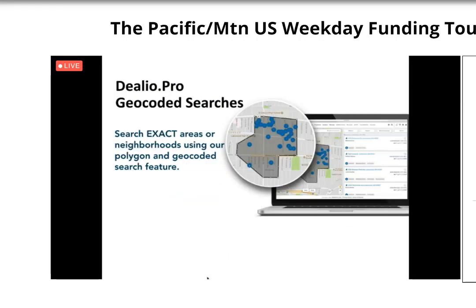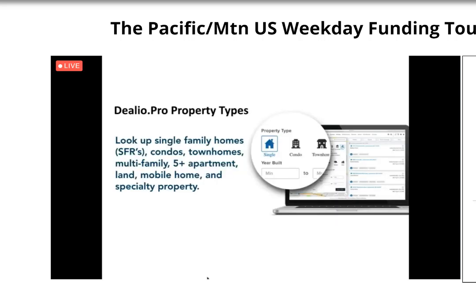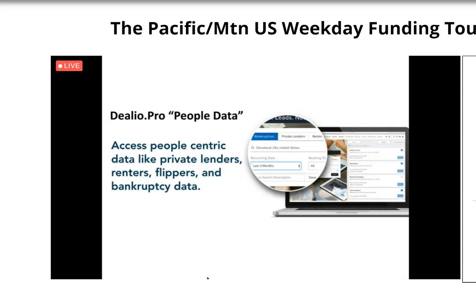So they can also do geocoded searches, and I can search the exact areas or neighborhoods, so I can zoom in on an area. I can type in a zip code, right? So different owner types. I could type in individual owners, financial, government, business, or trust, or I could layer those as well. Okay. Property types. I could search single family, duplex, land, mobile home, multifamily, or all the above, or be just specific to just condos or just townhouses. People data. So I could access private lenders, renters, flippers, and bankruptcy data.